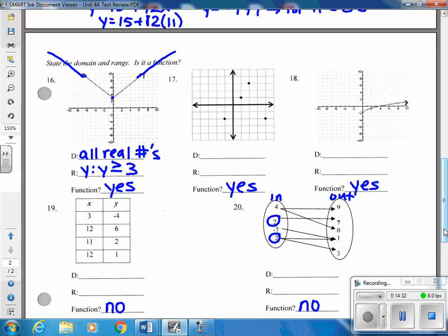Now, number 17 is not connected. It's just 4 random dots. So you can list separate values. You just don't want to repeat anything. And as you write them with braces, right? So please put your braces on the test as well.